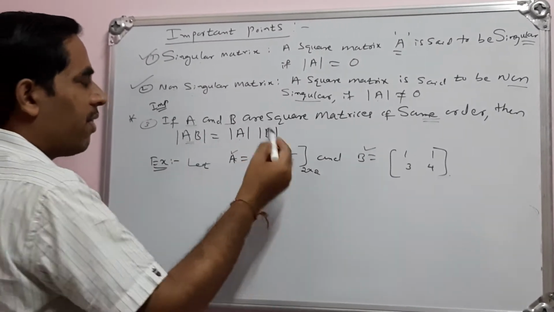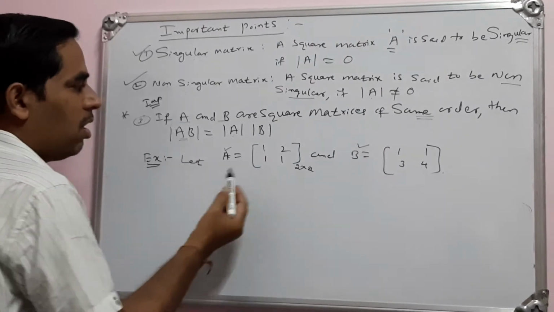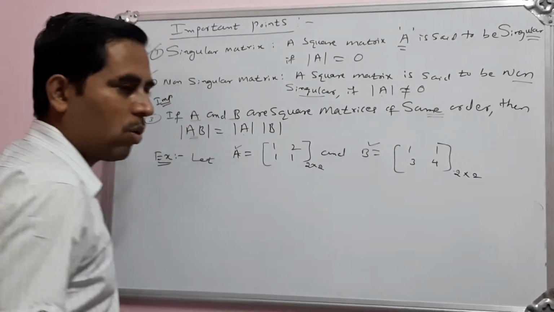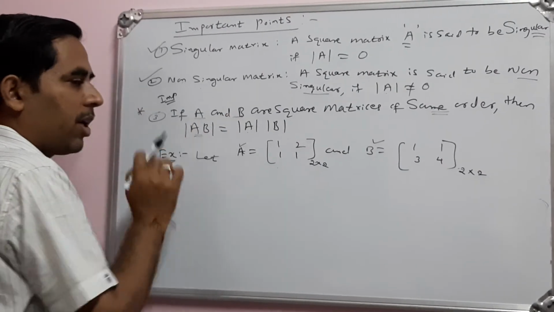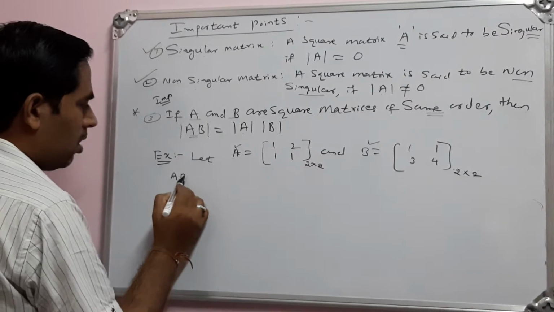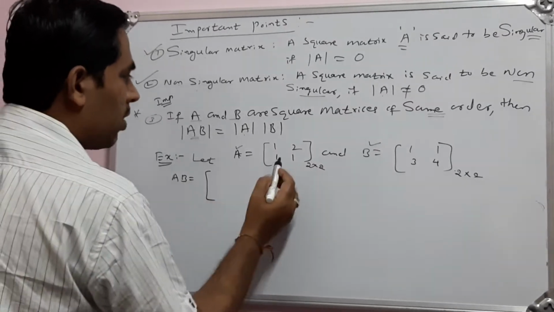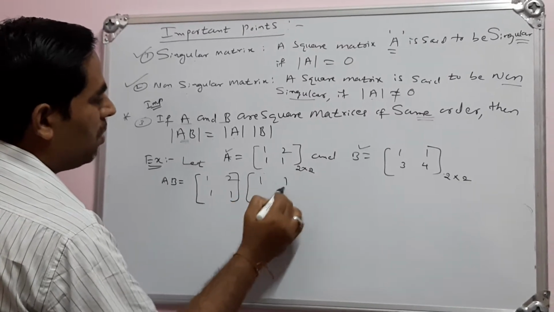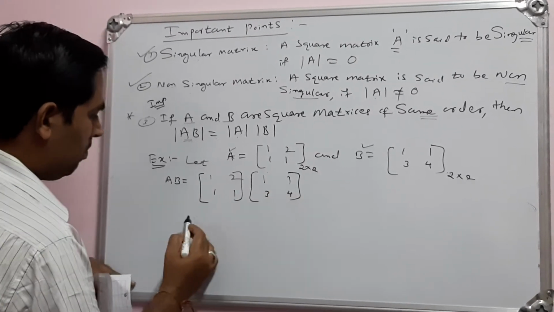So how can we verify this property? I will take one example here. I considered 2 square matrices of the same order, 2 cross 2. Then I am going to verify this property. Let us verify this property. So first you find out the product AB. So AB is equal to, let us find out the product here. 1, 2, 1, 1 into, so B is 1, 1, 3, 4.